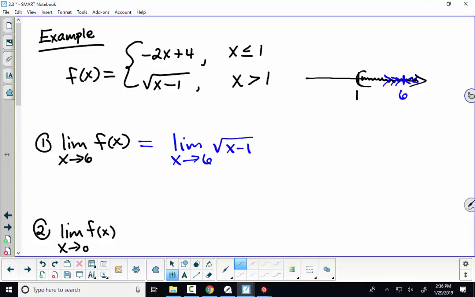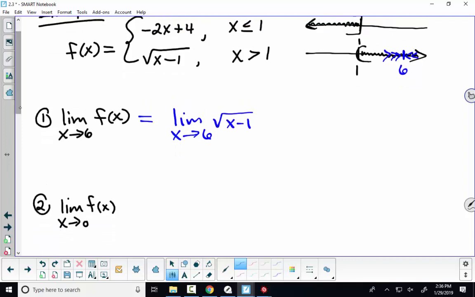Our domain for the first piece is everything smaller than or equal to 1. So computing the limit as x approaches 0 on f of x, we would use which piece? The top piece, because again, 0 is totally contained within this interval, and I can approach it from both directions.